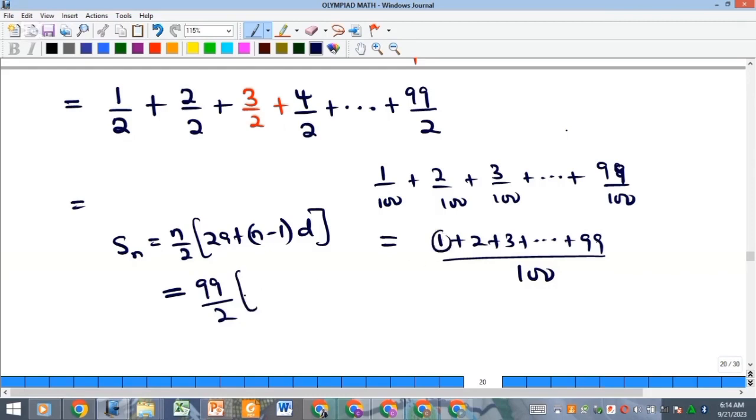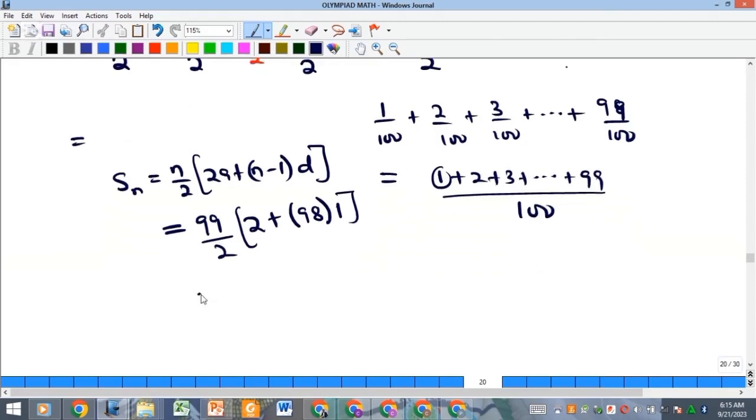Then open your bracket. Your first term is 1. So 2 times a, our a is 1, that's 2, plus your number of terms is 99 minus 1. That will give you 98. And what is the common difference? The common difference is simply 1, because of course it's an arithmetic progression. So it's just adding 1, 1, 1, okay? So this is going to give us 99 all over 2 multiplied by this plus this is going to give us 100. Okay?